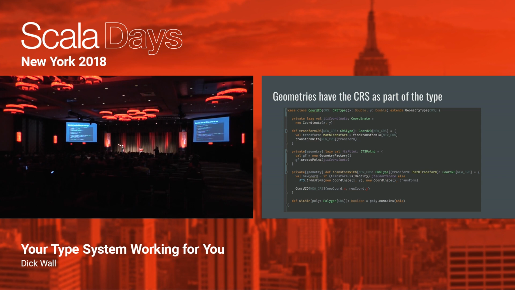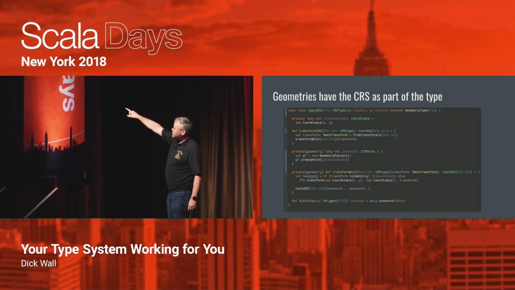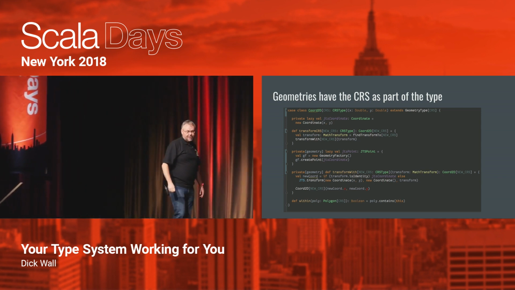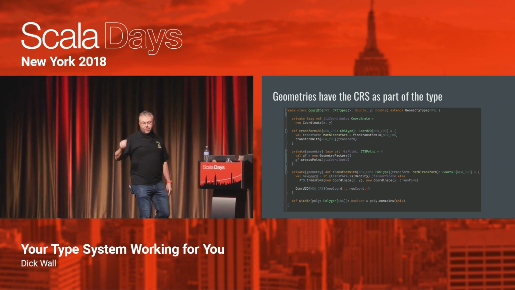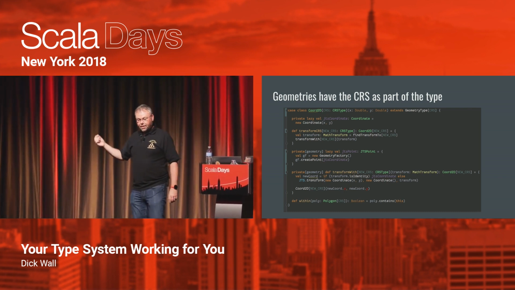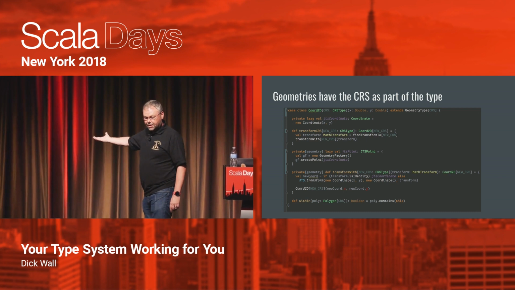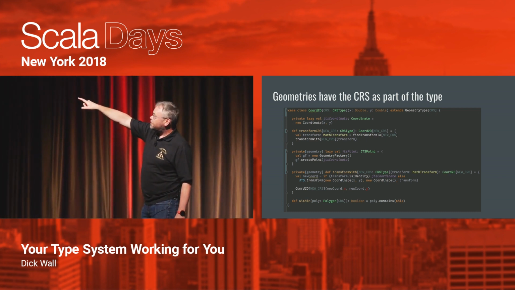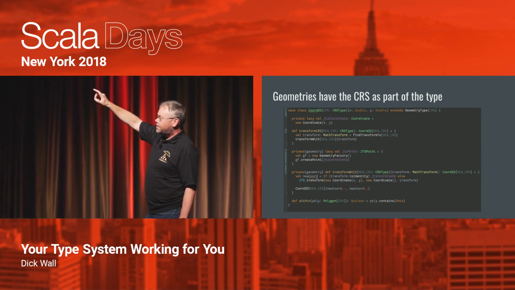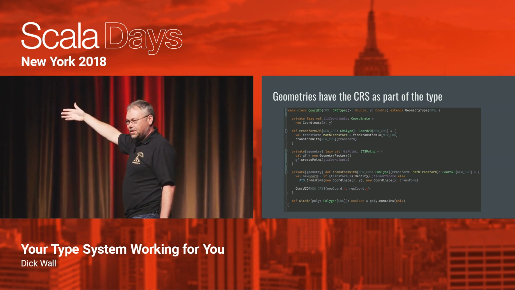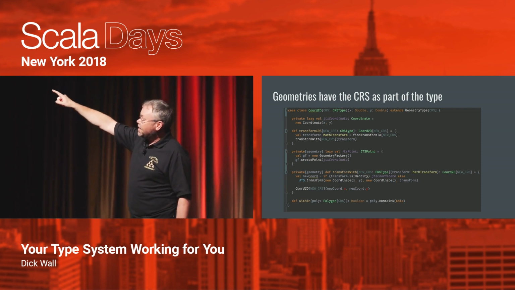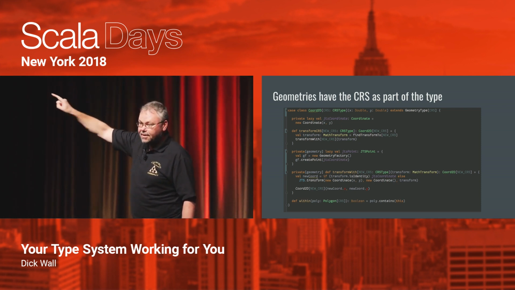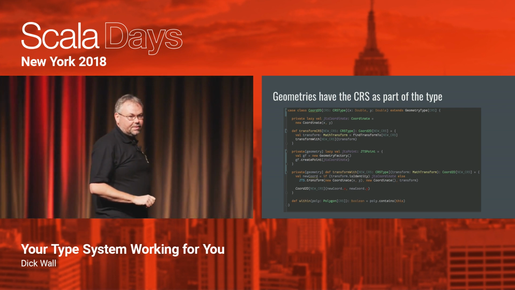But I can take a coordinate in some CRS and I can transform it to another CRS, at which point we get back a new type. Let's say I take 4326 and I want to convert it to 32615. I would say coordinate.transform CRS, EPSG 32615. That gives me back the new type, and it does the transformation behind the scenes, right?